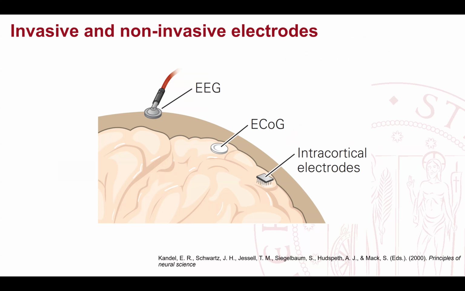So EEG activity is here. So let's say outside everything. If you go deeper, you have the ECoG. If you go deeper again, you have the intracortical electrodes. They are not the only ones.